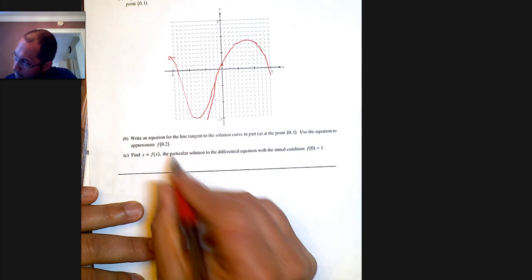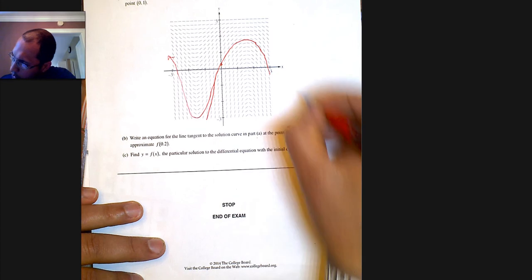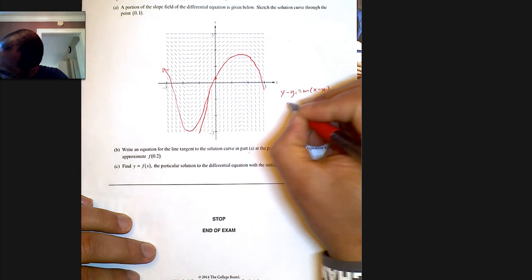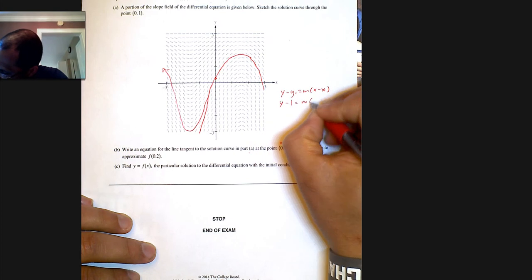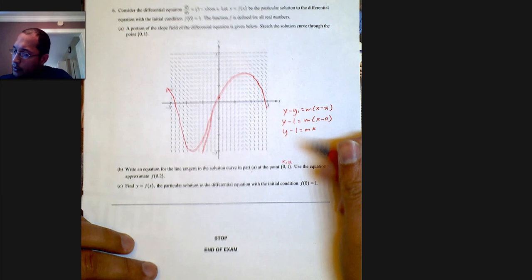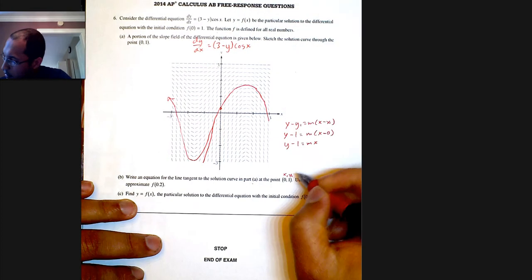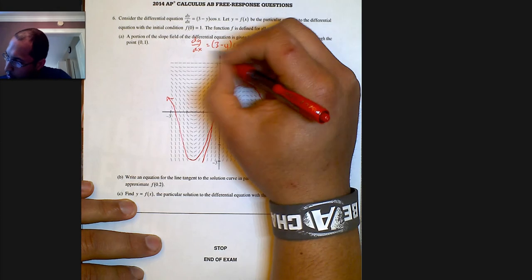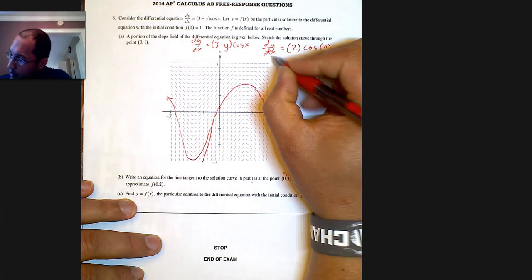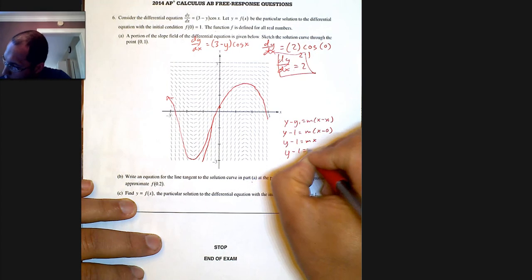Alright, well, we've got the point 0, 1. So we've got our x1 and our y1. y minus y1 equals m times x minus x1. So y minus 1 equals m times x minus 0, so y minus 1 equals mx. We gotta find m, so we plug this into the derivative. The derivative is this. So dy dx equals 3 minus y cosine x. So 3 minus 1, so dy dx equals 2 times cosine of 0. Cosine of 0 is 1. Dy dx is 2 times 1, which is 2. So y minus 1 equals 2x, so y equals 2x plus 1.